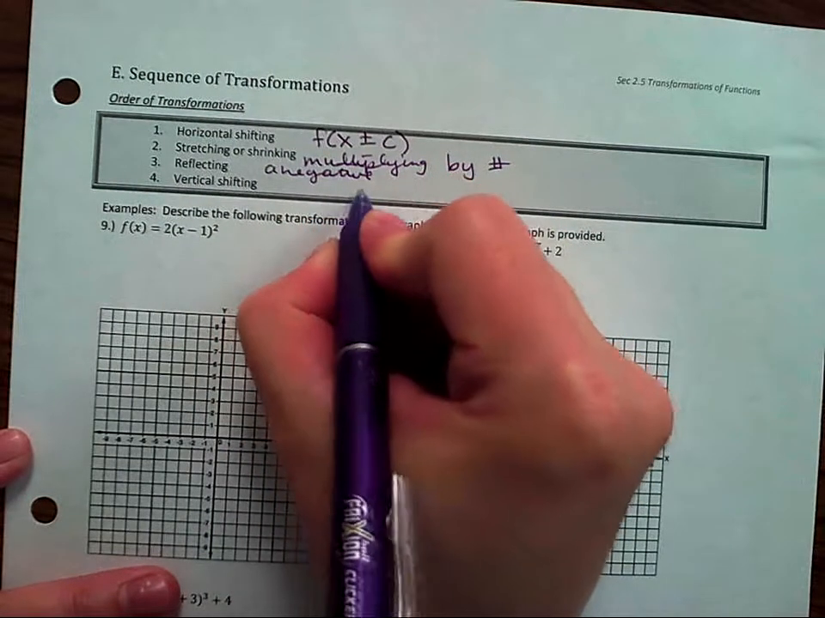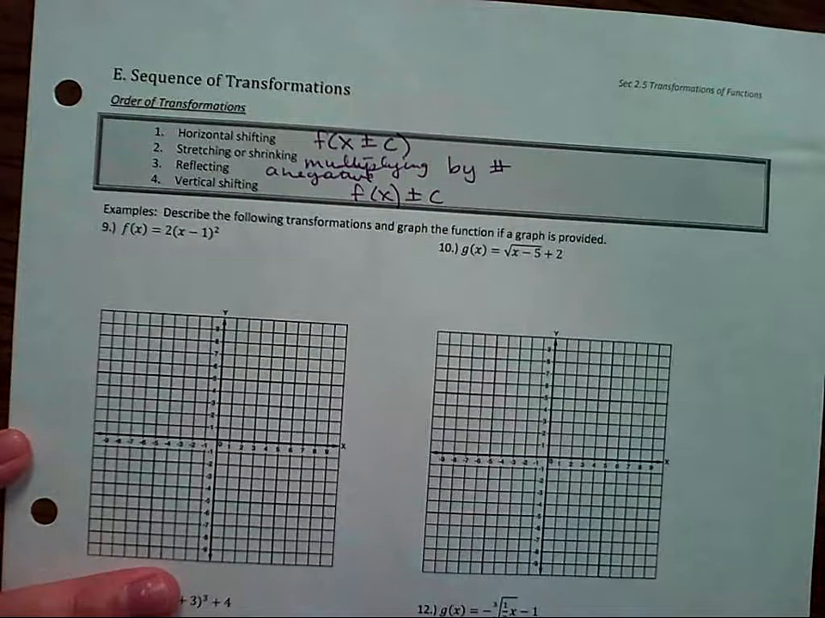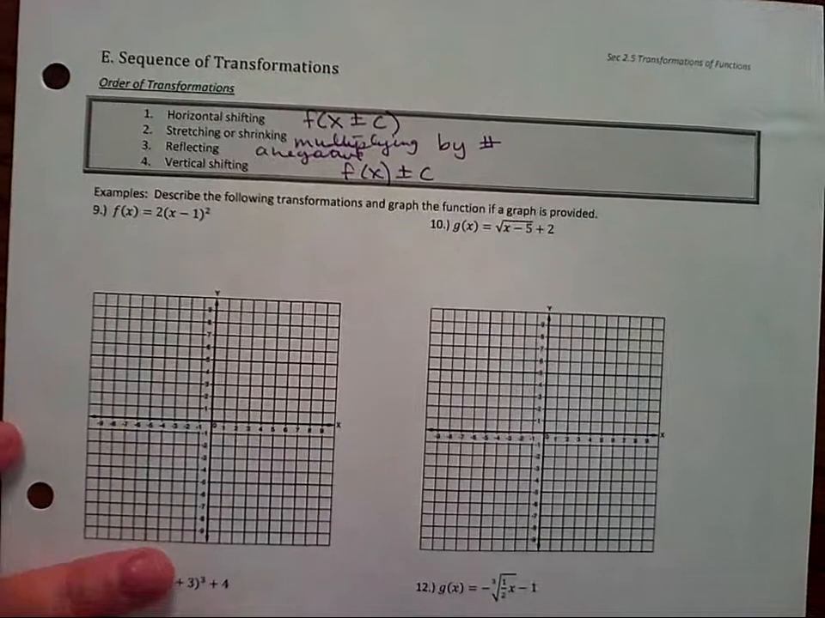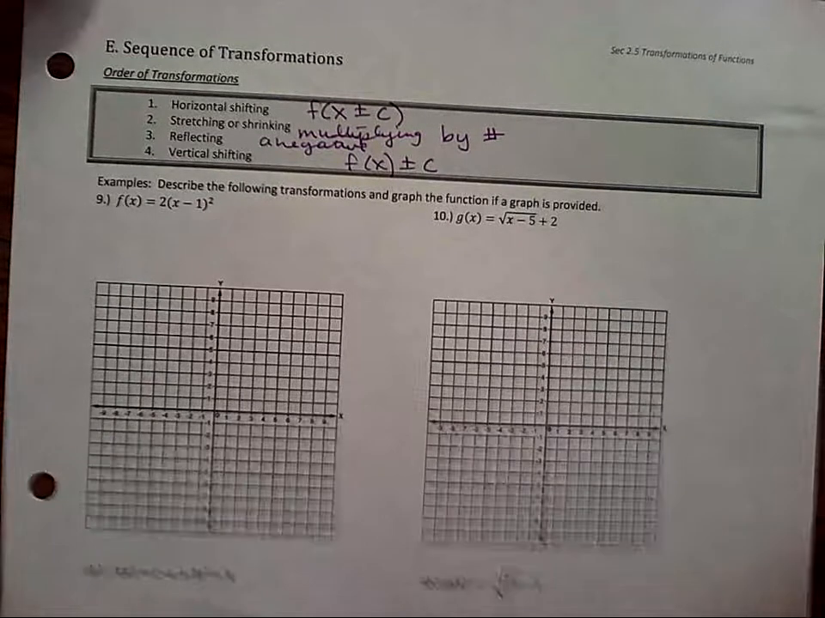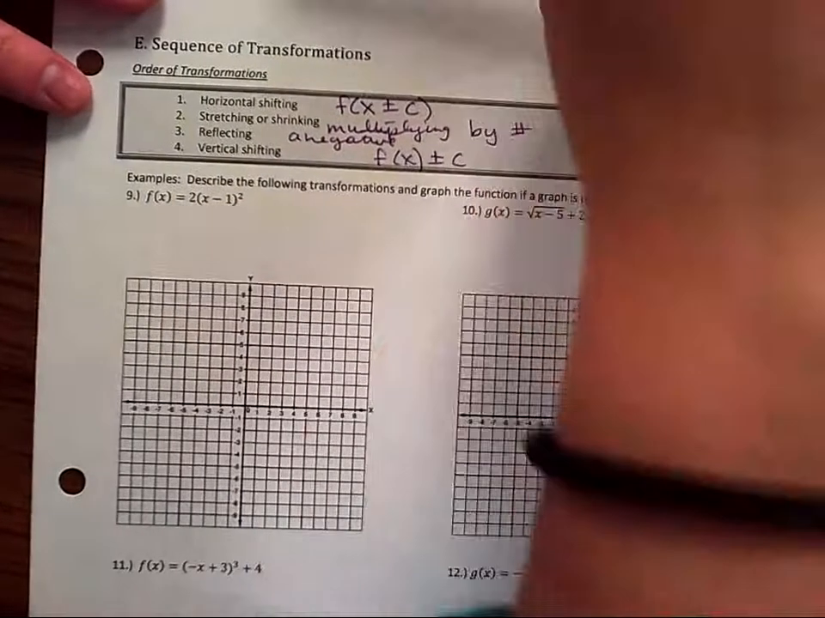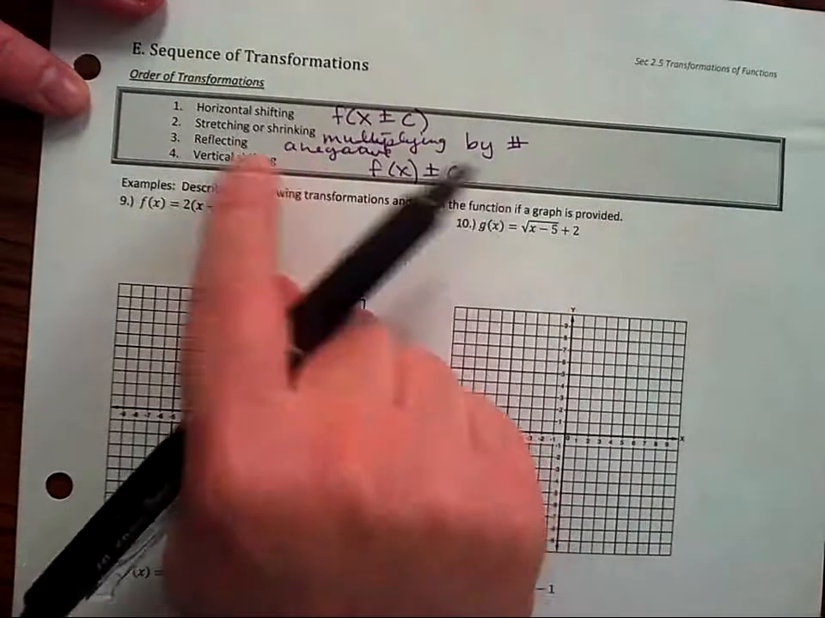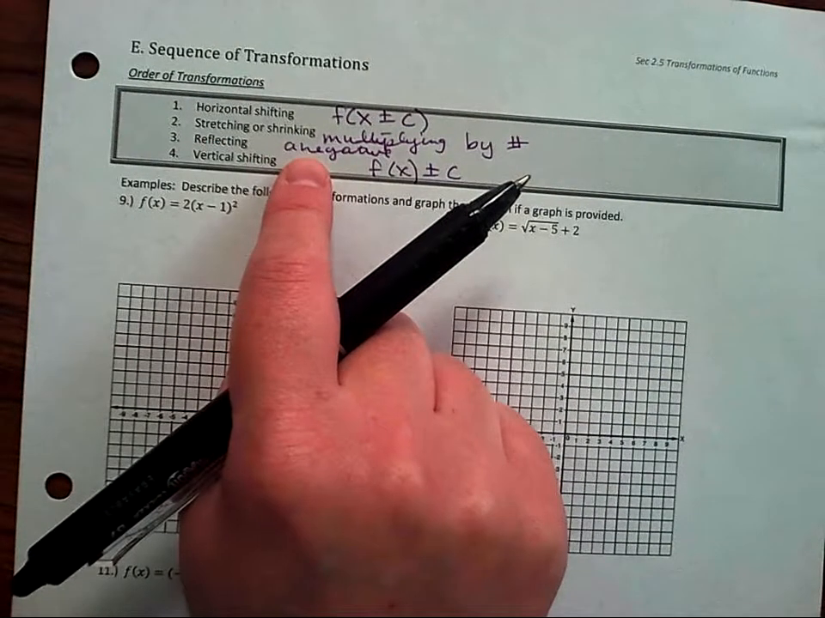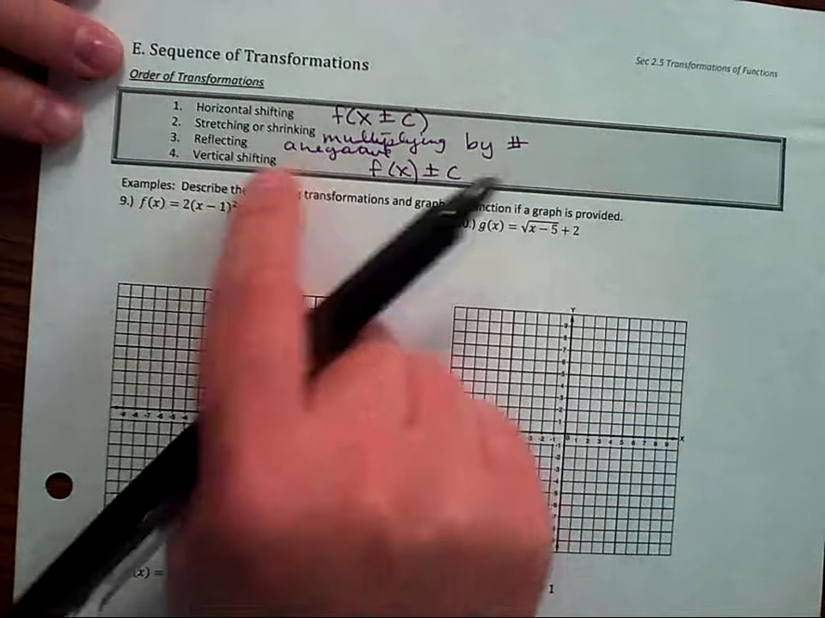In a vertical shift, what does that look like? f of x, adding or subtracting a number on the outside of my main function. So first we need to identify the main function we're dealing with, and then we're going to look at those different things. Okay? Reflecting is like a negative on the x, right? Either I have negative x, or I have f of negative x, or I have negative f of x.